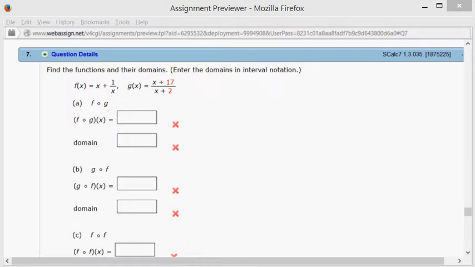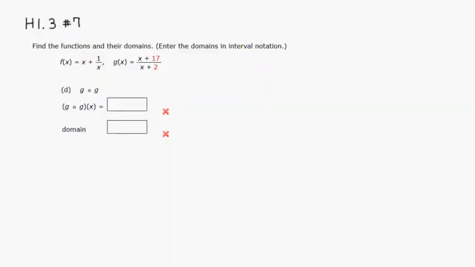Okay, let's look at homework 1.3, problem number 7, part D. Alright, so this is g of g, so we're going to plug the g function into itself. Let's do that.